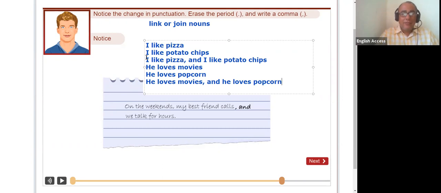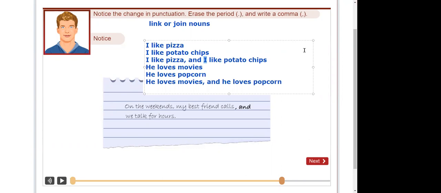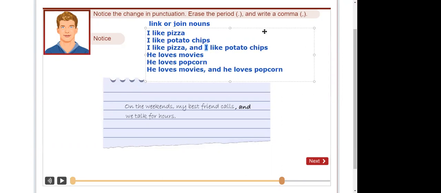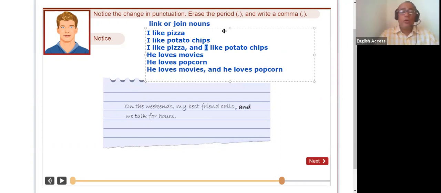In the case of I, it is not necessary because the pronoun I is always a capital letter. He, she, we, they, you can change when you are linking sentences. Okay, so link nouns or join ideas.